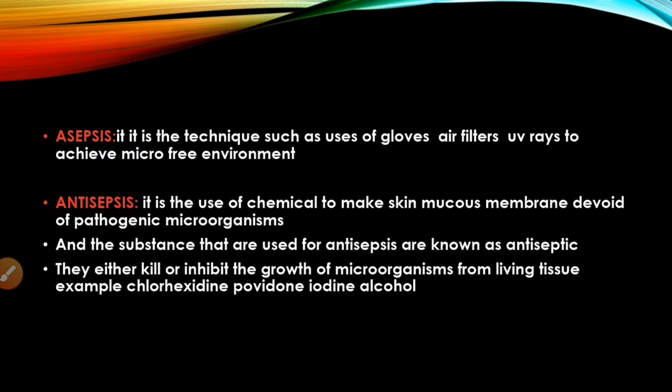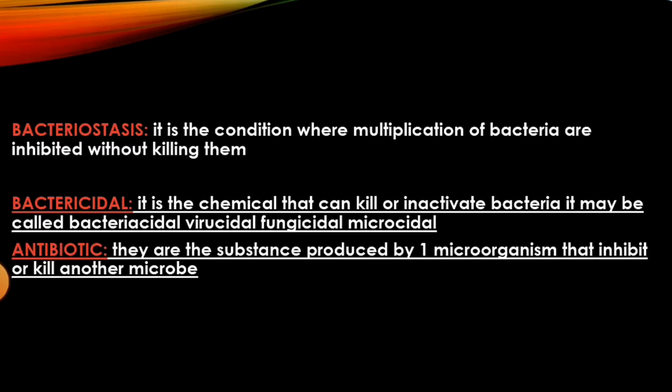The substances that are used for antisepsis are called antiseptics. Whatever chemicals are used are known as antiseptics. These either kill or inhibit the growth of microorganisms on living tissue. Examples are chlorhexidine, povidone-iodine, and alcohol. These are called antiseptics.